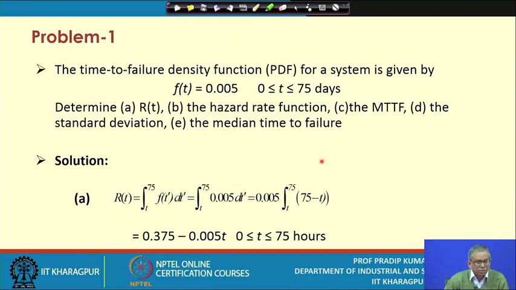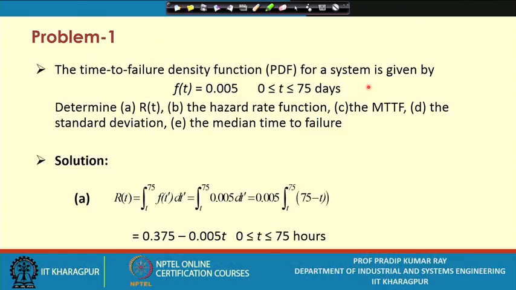Now, let us talk about the first problem, the time to failure density function. We have already referred to what the time to failure density function is in respect of reliability modeling. This density function must be known first, and for knowing this density function you need to collect data. Later on we will refer to the kind of data you are supposed to collect for concluding on the time to failure density function.